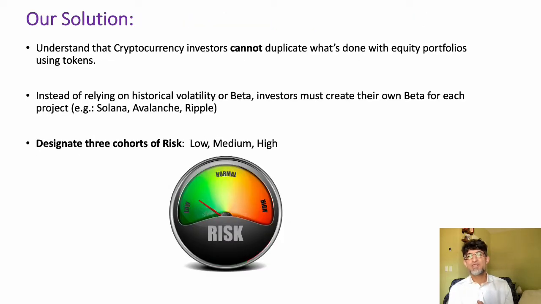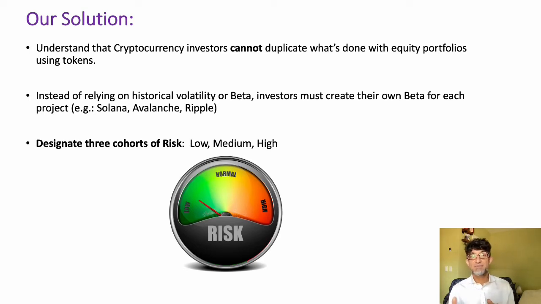So what's our solution? If you cannot use modern portfolio theory, then what's our solution? I said here in the first point that cryptocurrency investors cannot mimic what's done with equity portfolios using crypto. They cannot rely on historical volatility. In this case, I call it beta.